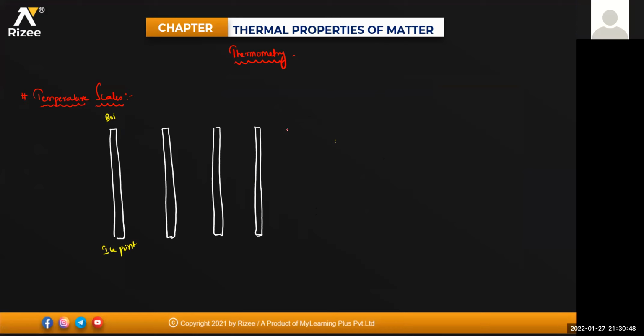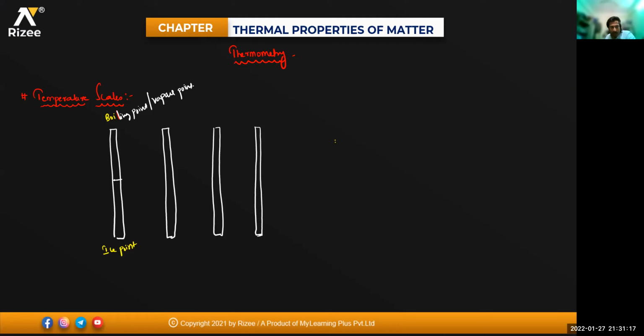Yes, sir. So in the temperature scales, the lower point is your ice point and the upper point is known as your boiling point. Boiling point is also called your vapor point. Okay, for all of them that is the same.